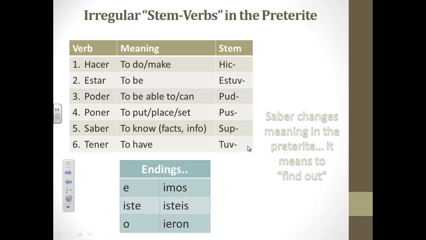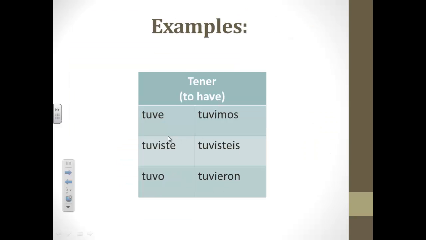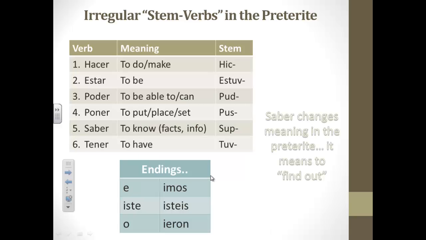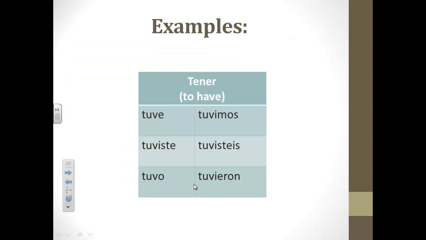Okay, let's take a look at tener in the preterite tense. Notice its irregular stem is tuv. First thing you want to do is fill in all boxes with tuv. Then you want to go back and add these endings. Your conjugation of tener in the preterite is tuve, tuviste, tuvo, tuvimos, tuvieron.